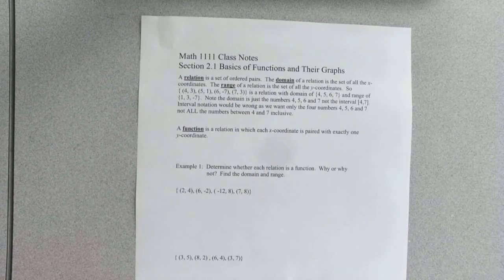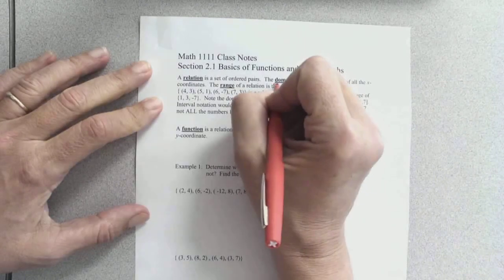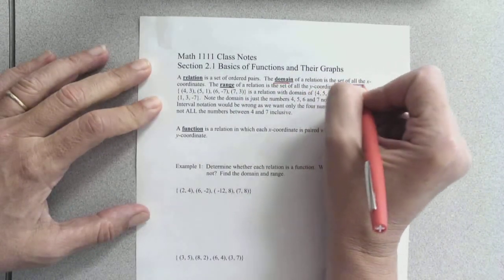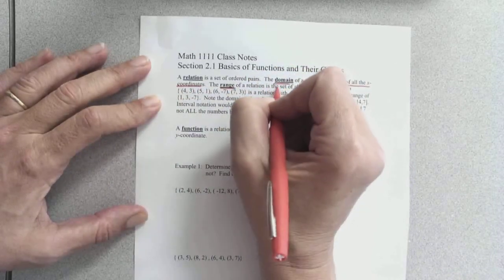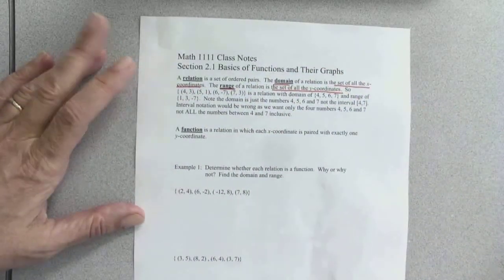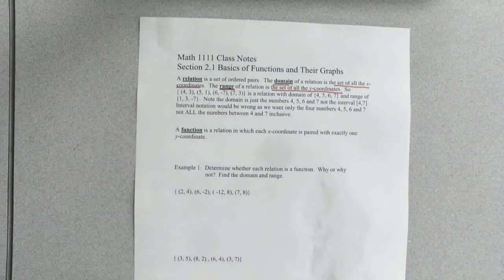The domain of a relation is a set of all x coordinates. The range is the set of all y coordinates. So domain, set of all x coordinates, range, set of all y coordinates. So if we have the relation (4, 3), (5, 1), (6, -7), (7, 3), it is a relation with a domain of 4, 5, 6, 7, and a range of 1, 3, -7.